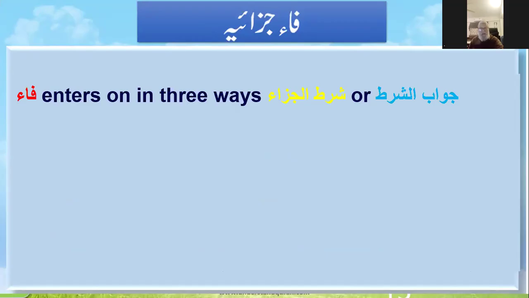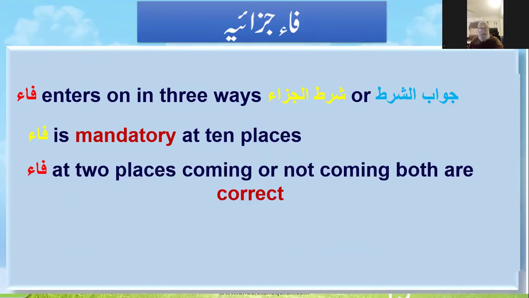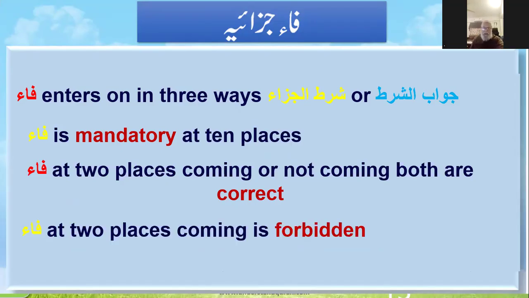Fa enters in three ways in Shart, Jazal Shart, or the Jawab Shart. Fa is mandatory at 10 places. At 2 places, fa coming or not coming, both may be correct, it may come or may not come. The third is fa at 2 places where coming is forbidden, not to be used. The 10 places of fa jazma, where the fa as a reward must come.